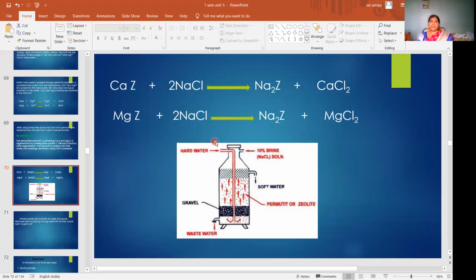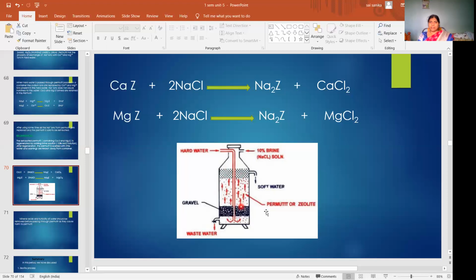Then we are passing the hard water. When you pass the hard water, whatever calcium and magnesium ions are present in the water will react with the zeolite, and the sodium ions are replaced by these calcium and magnesium ions, and calcium and magnesium zeolites are formed. Whatever calcium and magnesium zeolites are formed will remain here only, and the soft water without any ions will go up automatically.